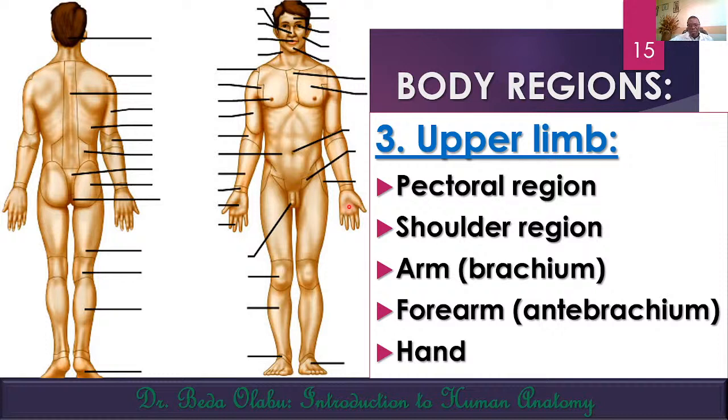Maybe I mentioned something about the hand. If you look at your hand, it has 2 surfaces. There's this surface here, and that surface is what we call the palm of the hand. And then this is called the dorsum of the hand. Right, those are the parts of the upper limb.